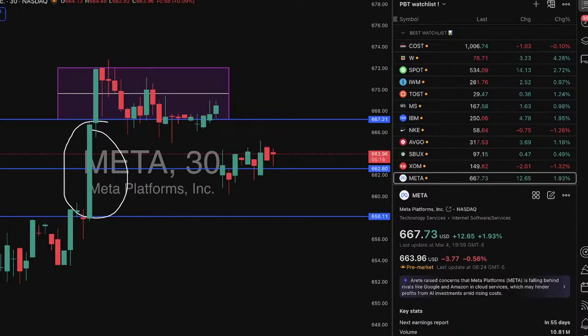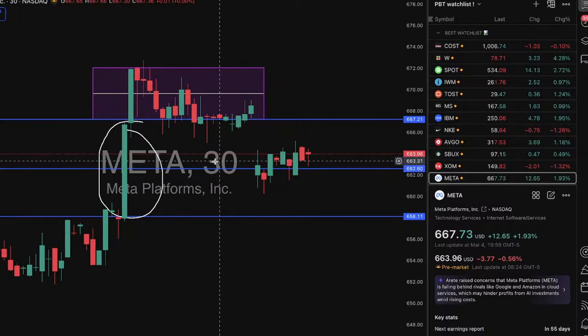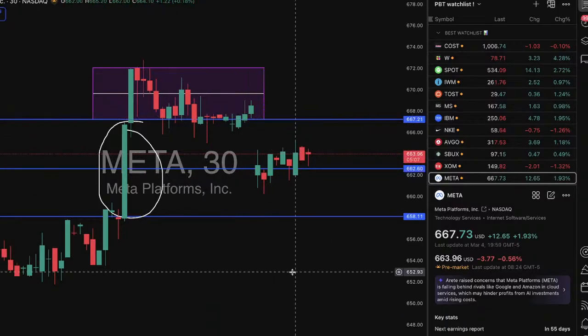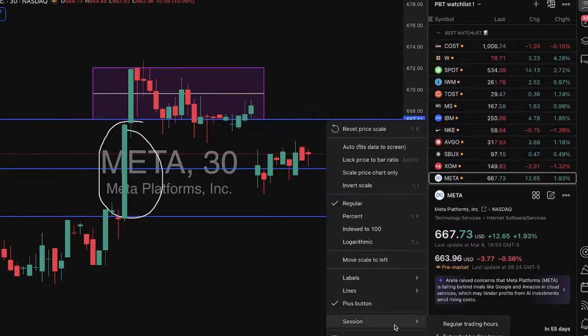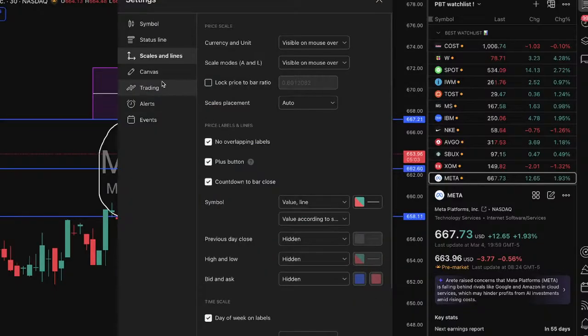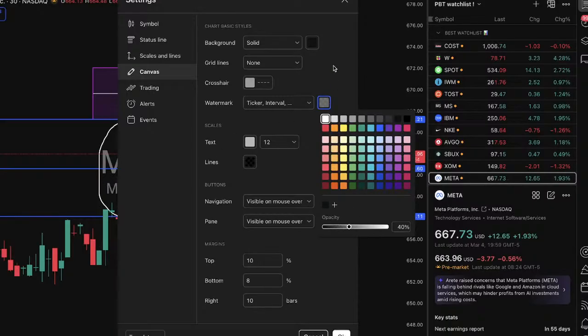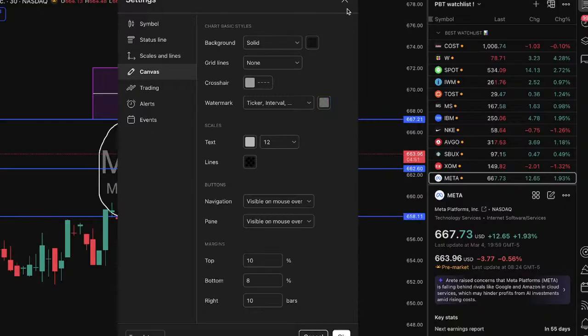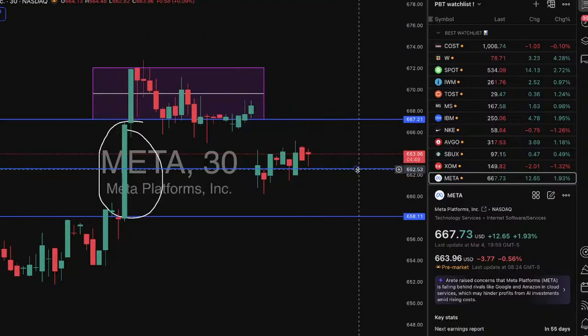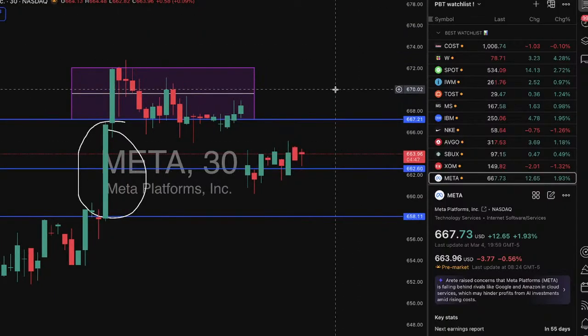Hey, I have a question. How do you put the text writing on your screen? Oh, so you mean like this meta, or are you talking about the not financial advice? Let me know. But if you're talking about this right here, I'm pretty sure all I did was go to more settings, and then I had the canvas, and then I had the watermark on. So you can see my watermark, and you could change the color, how dark you want it, things of that sort. So that's just how I do it, if that makes sense.